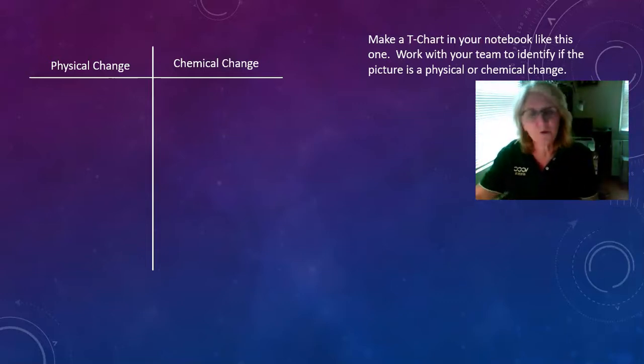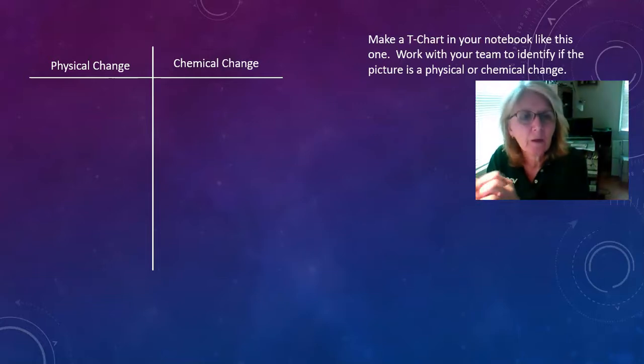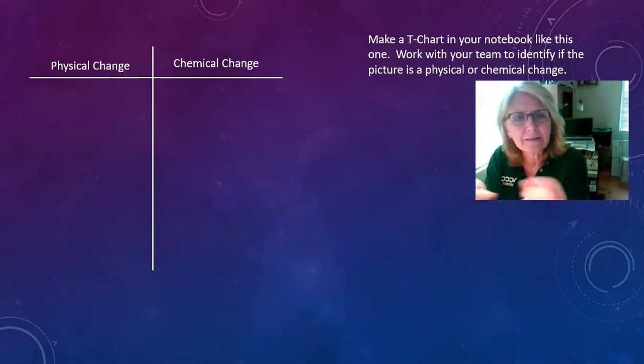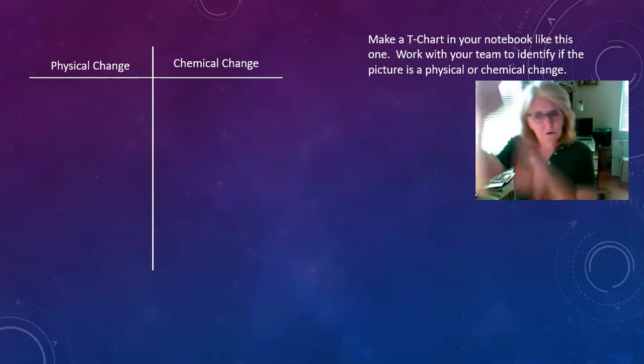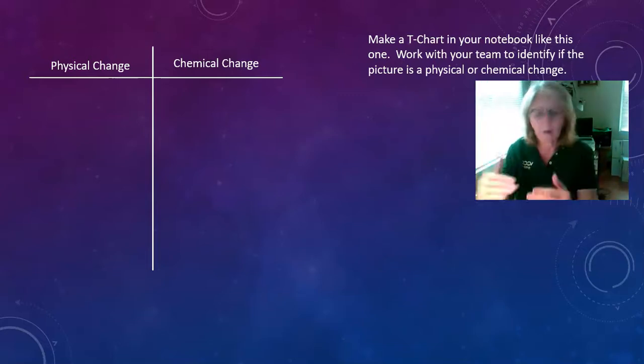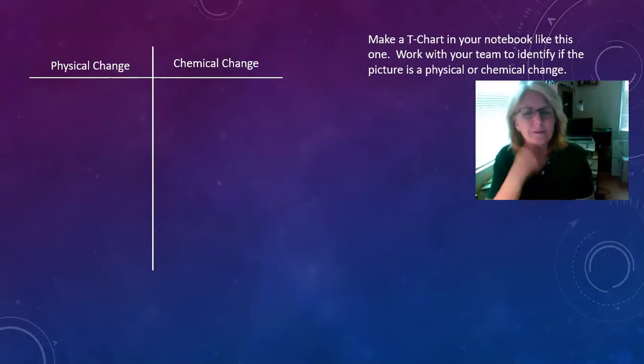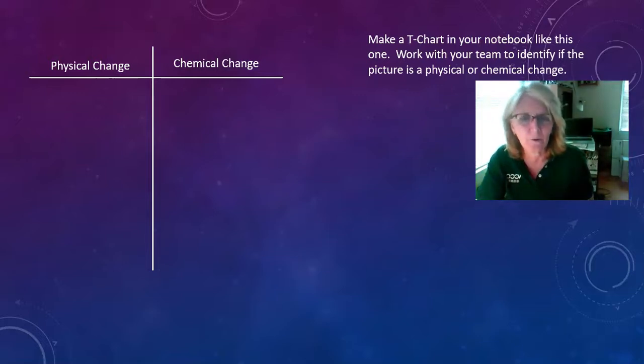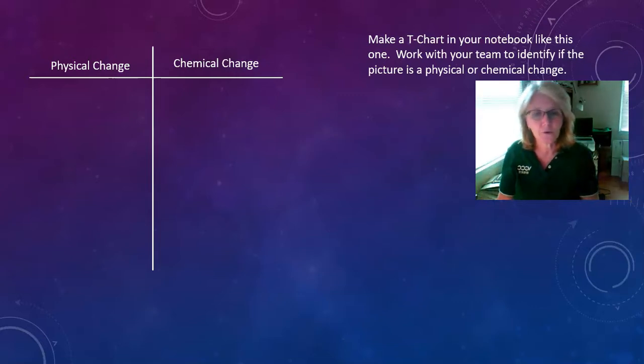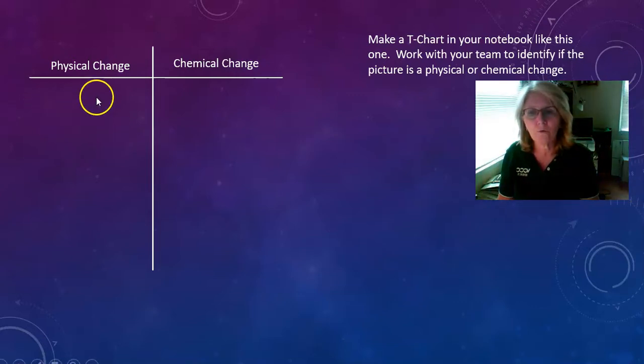So I want you to work with your team, and I want you to identify, is that picture physical or is it chemical? And then on your table, on your T chart, I want you to write out, so for example, crumpling paper, is that physical or chemical? If you think it's physical, then I want you to put it over here on the physical side. If you think it's chemical, then put it on the chemical side.